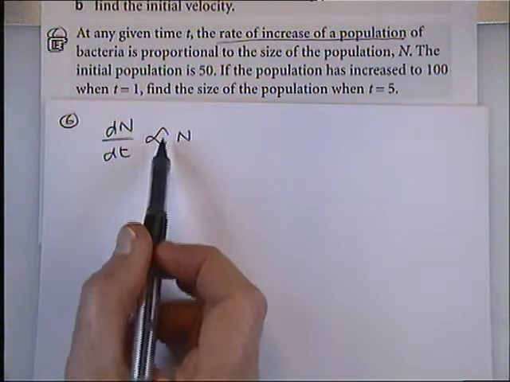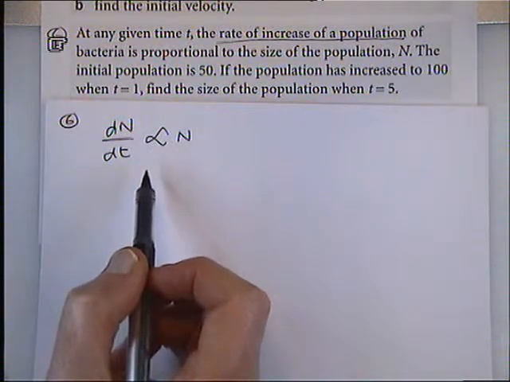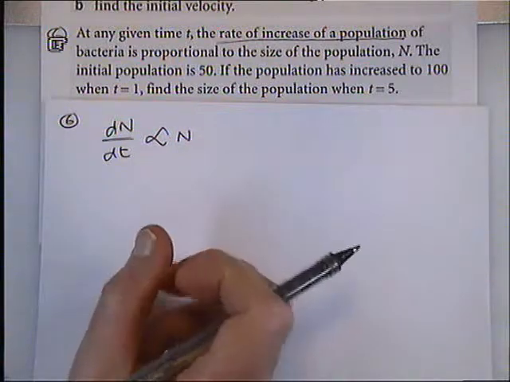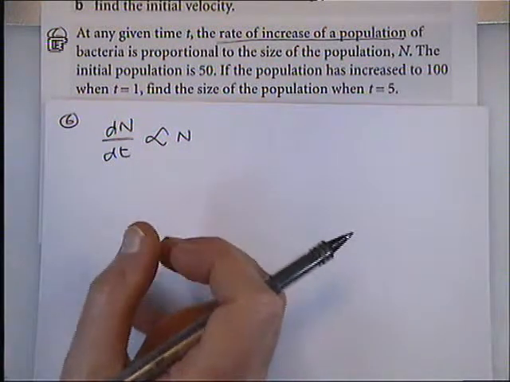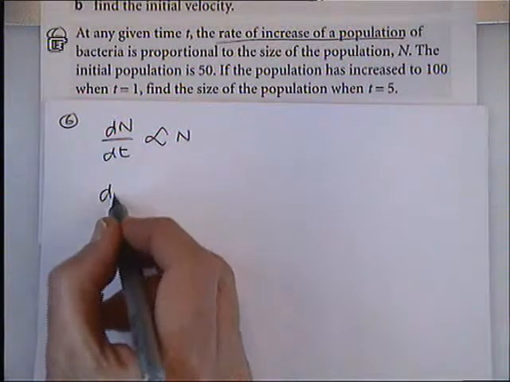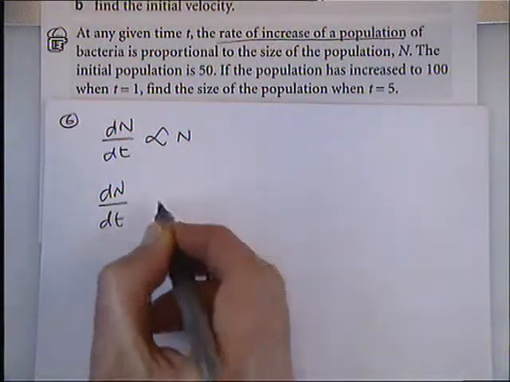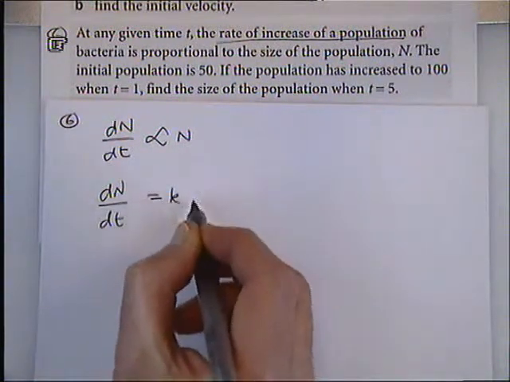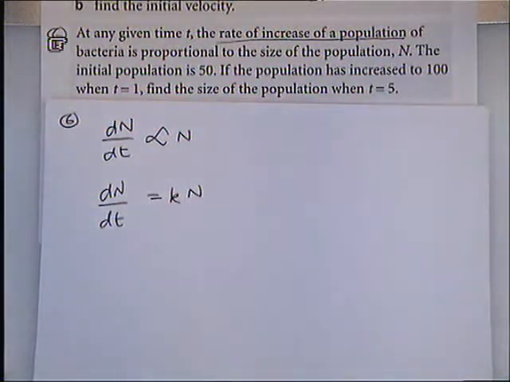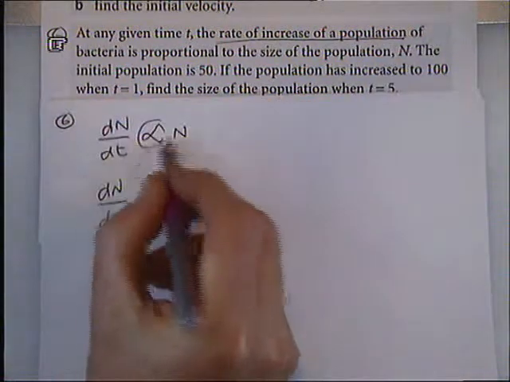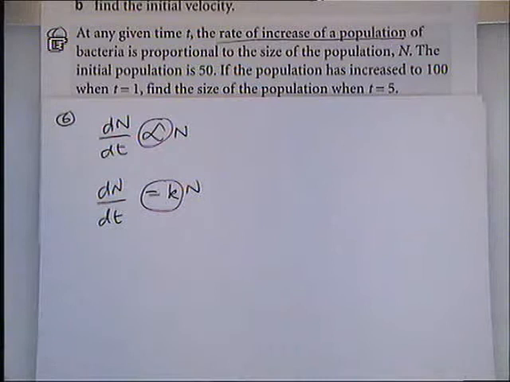What do we do next? If we see a proportional sign, what do we change it into? Yes, that's right, k n. So we change that proportional sign into equals k times by n. So what's happened there is the proportional sign has been replaced with equals k times by n. Okay. So we have that differential equation.